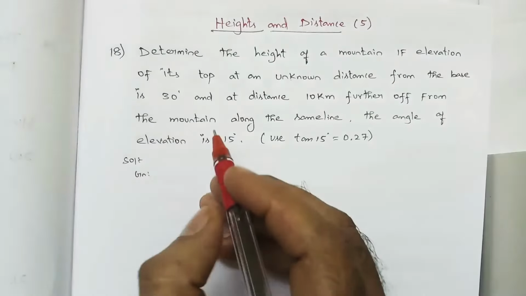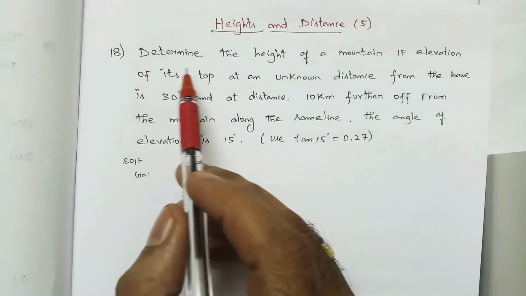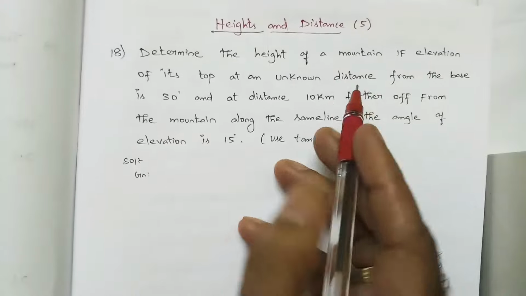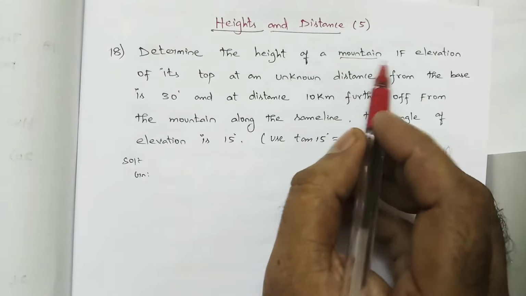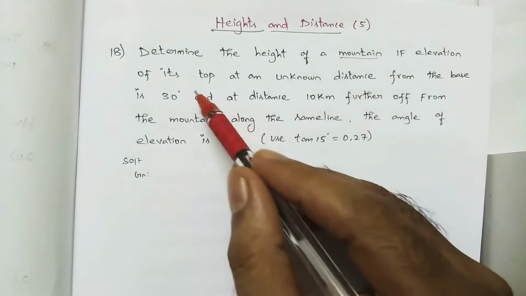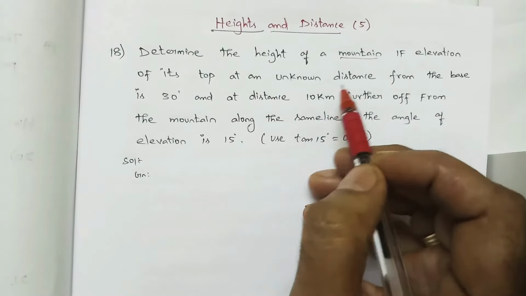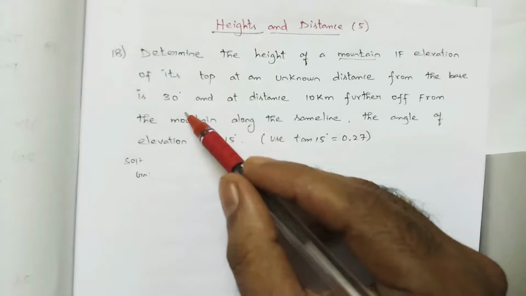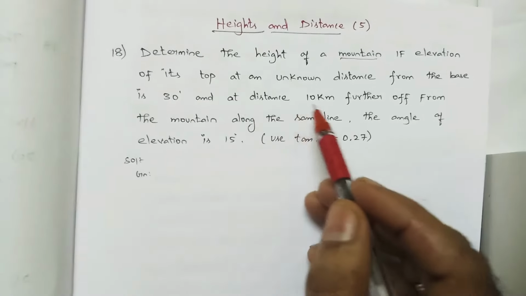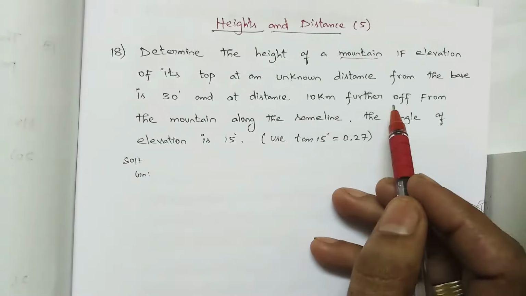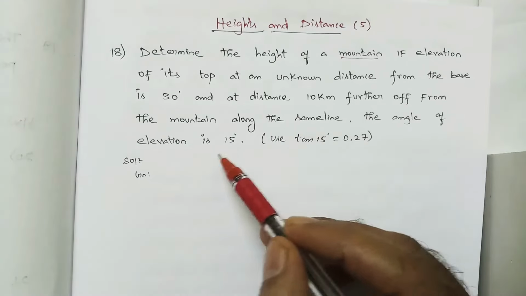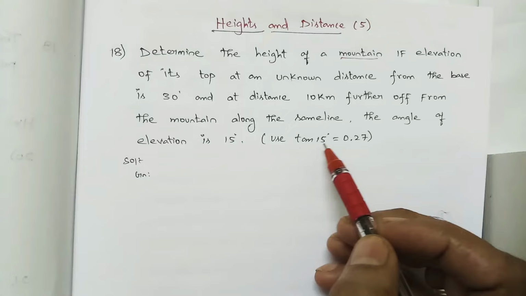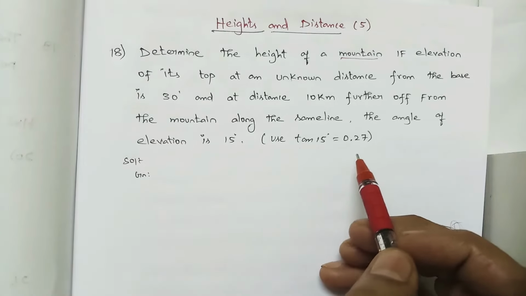Understood? So number 18: determine the height of a mountain. Determine the height of a mountain if the elevation of its top at an unknown distance from the base is 30 degrees, and at a distance of 10 km further off from the mountain along the same line, the angle of elevation is 15 degrees. Use tan 15 degrees equal to 0.27.